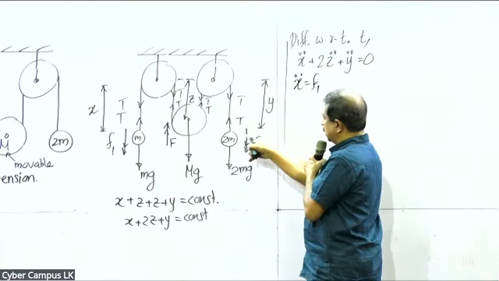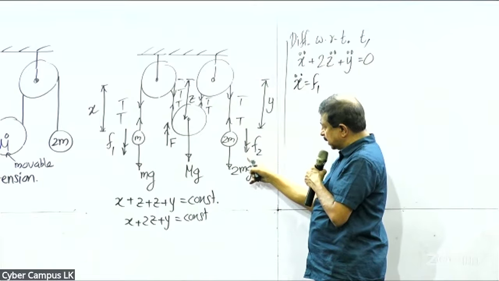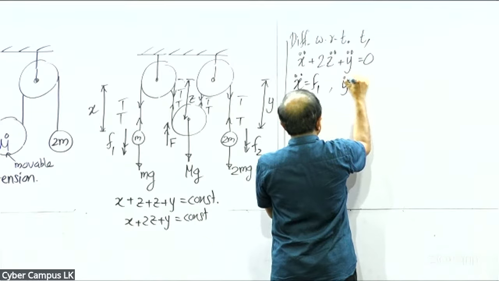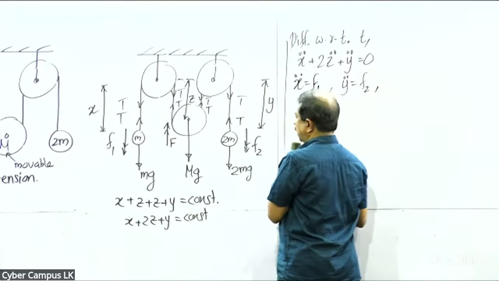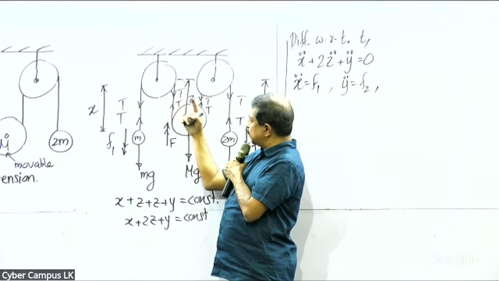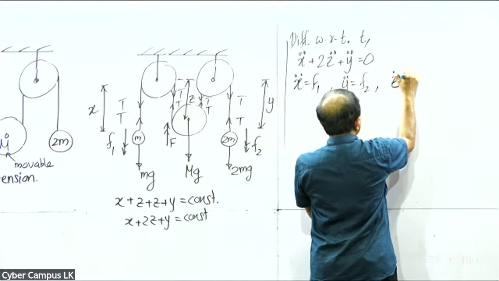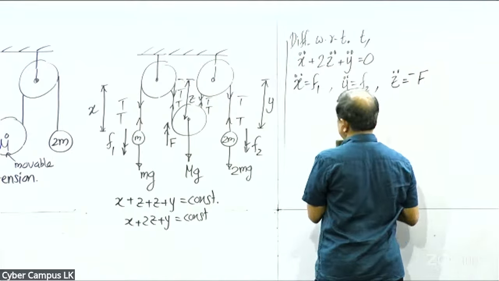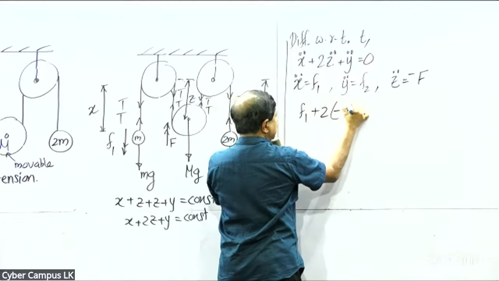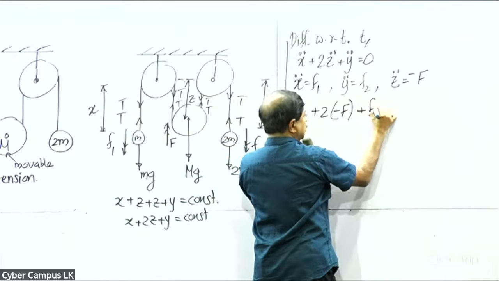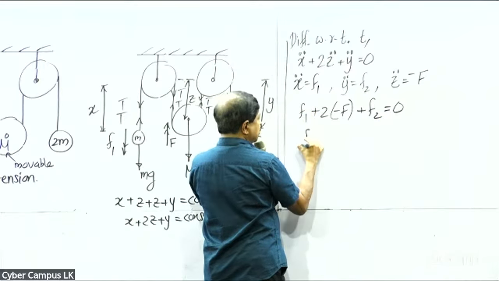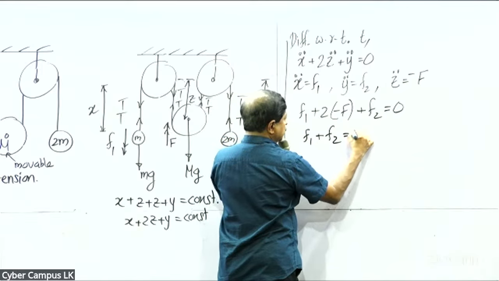Here again, if this object moves in the indicated direction, y increases, therefore this is plus f2. However, if this pulley moves in this direction, it decreases. It's minus F, therefore f1 plus 2 times minus capital F plus f2 is equal to 0. So you have f1 plus f2 is equal to 2F.